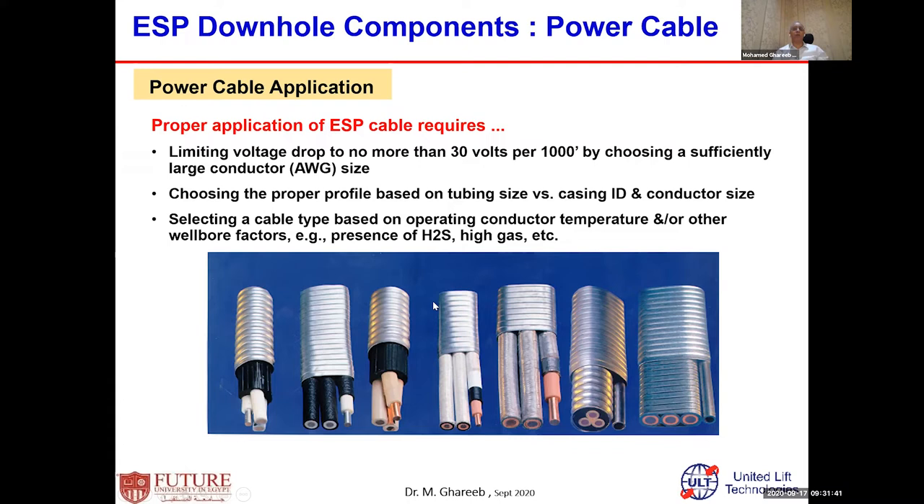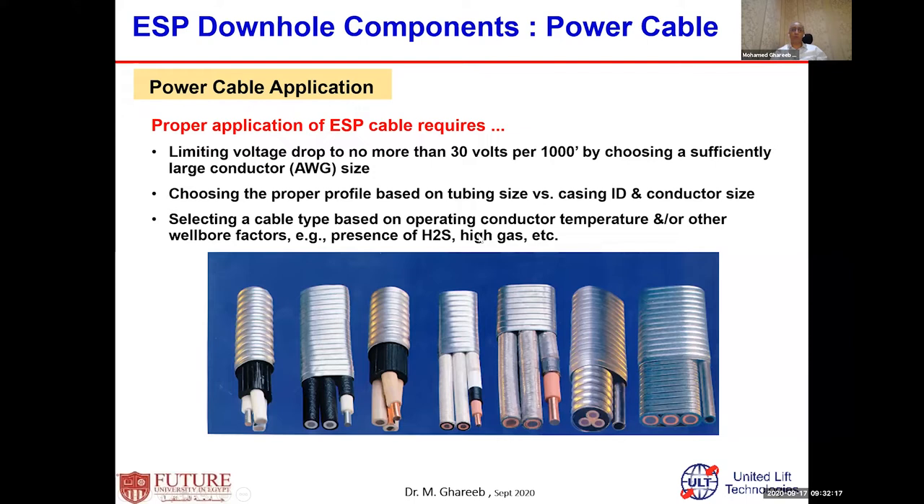Also, selecting the power cable should be based on your operating condition, how I operate the conductor. What are the temperatures around the power cables? What are the wellbore conditions? What is the fluid condition? Is there any sour gas in the wells, like H2S, CO2, high salinity water, and so on? How to select not only the conductors, but also the insulators. Sometimes the conductor is okay, then I need a very good insulator to withstand all those conditions.